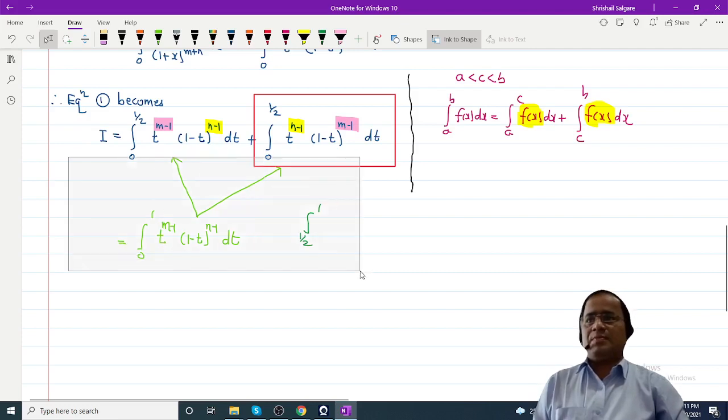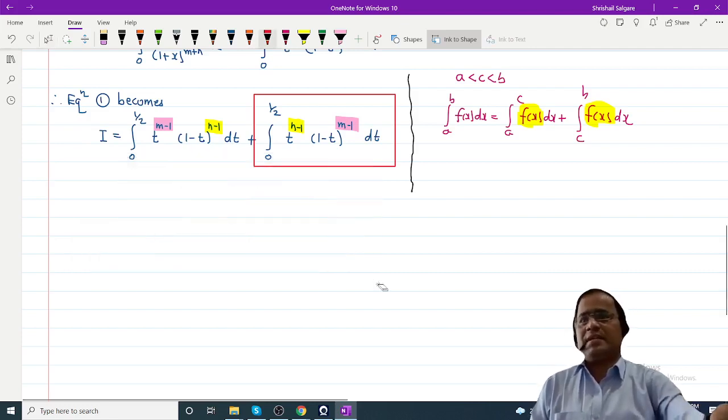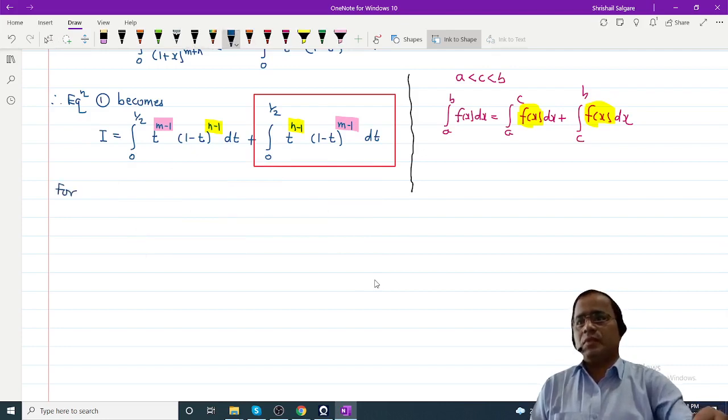I will rub this part. For the second integral, you have to put that part. I will write here: for the second integral, put 1 minus t is equal to another variable x, so what is t then? t is 1 minus x. Okay, this is the substitution.